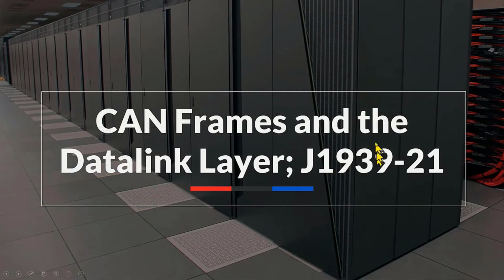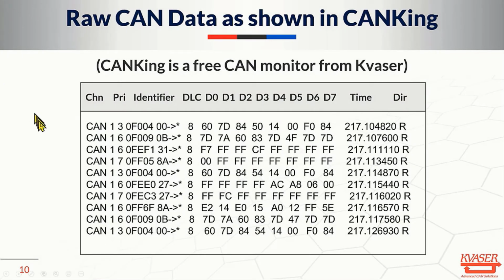We're going to look at CAN frames and the data link layer here, so this is pertinent to J1939. A lot of different standards that run on CAN use a similar breakdown of the data link layer. Some of them use the data link layer completely differently, but CAN defines the fact that we have an arbitration phase, and J1939 defines how that arbitration phase is going to be used.